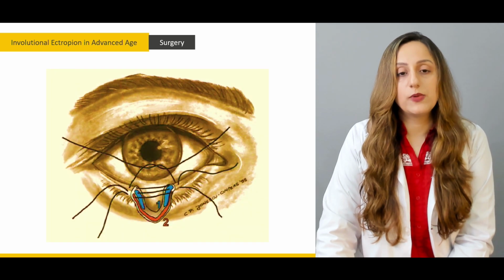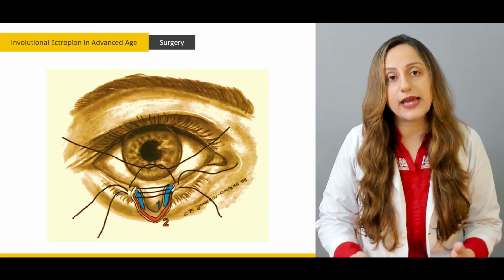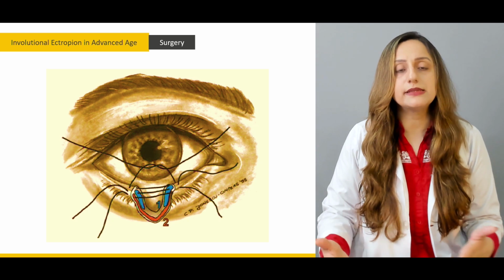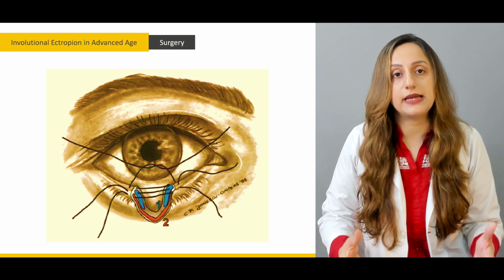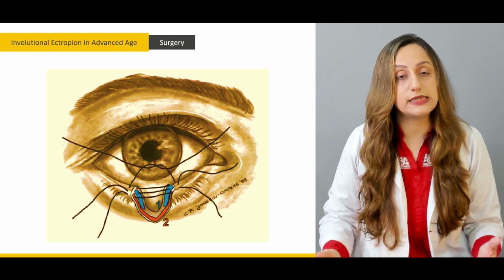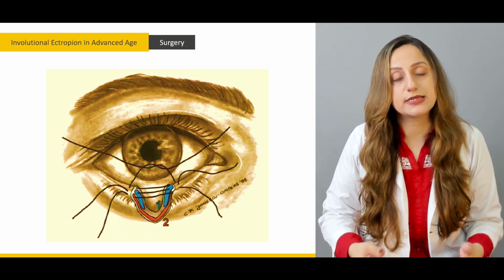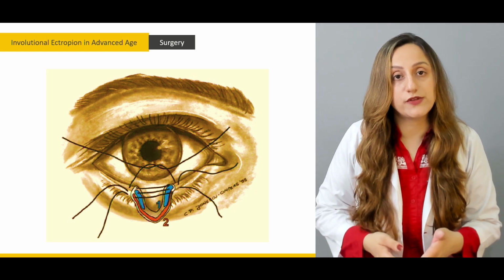So again, whenever you have patients who are suffering from the laxity of the aponeurosis rather than the fibrosis of the aponeurosis, it can be basically both of these extremes. Both of them can happen at old age. Either it can be the laxity, which is going to result in the ectropion, or it can be the fibrosis of the aponeurosis, and that is going to result in an entropion, or the inversion of the lower eyelid.